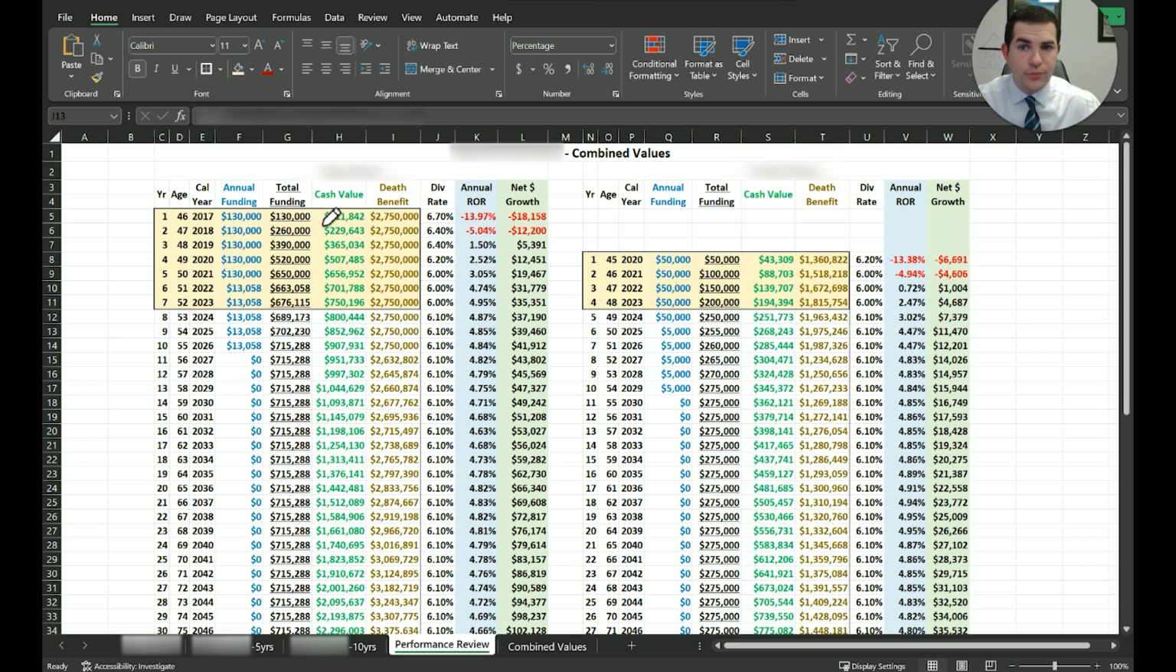Year 2, well, I should say that at the end of year 1, your cash value is $111,000 and change. You add $130,000 to it, it's $229,000 and change. Did you get your full $130,000 back? No. What you got back was just about $118,000 if we were to do the math. What you can see here is the exact loss that year, $12,000 and change.